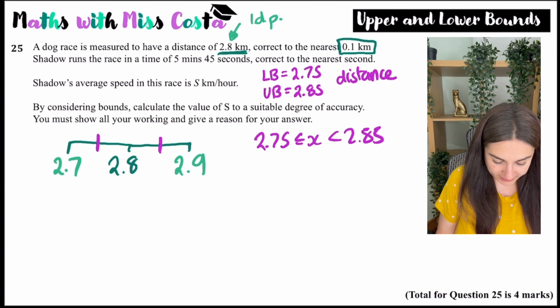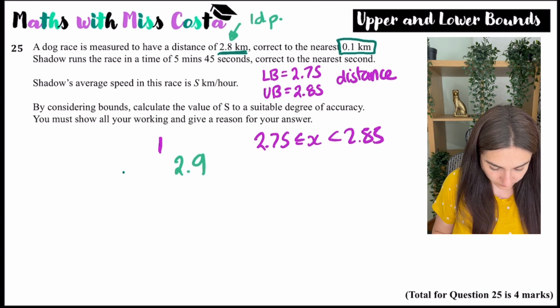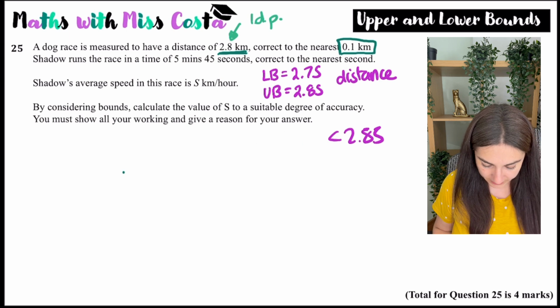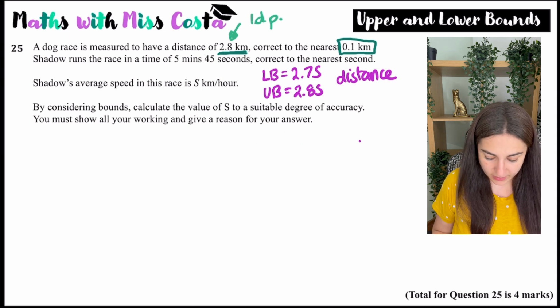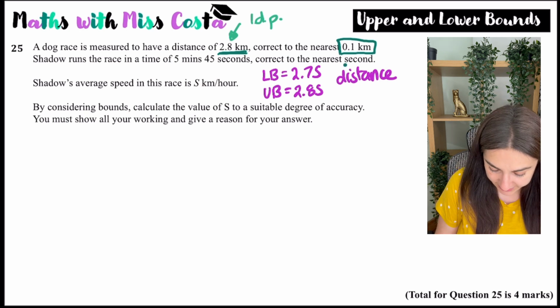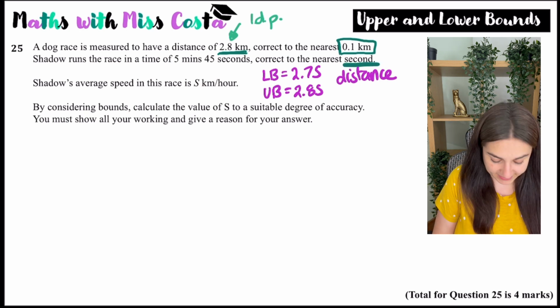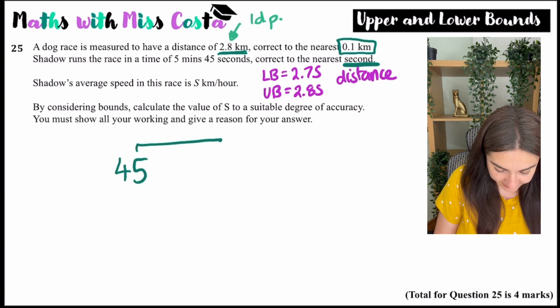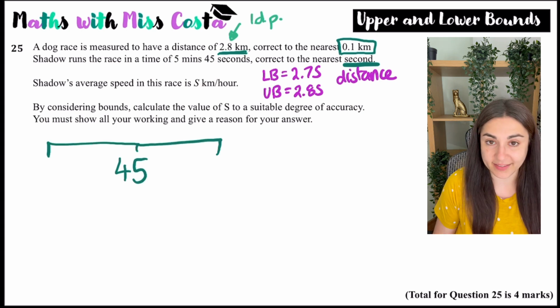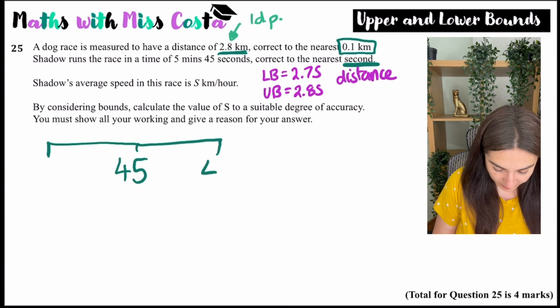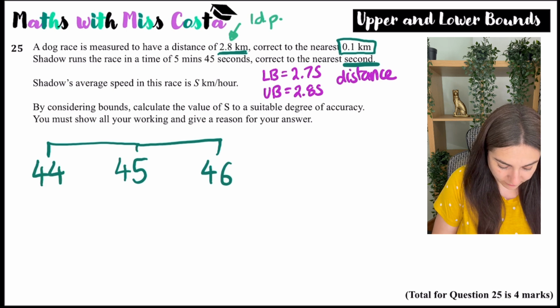Then let's do the same for the speed. Now, it is a little bit tricky because it's got seconds and all of that, but 5 minutes, 45 seconds, correct to the nearest second. All we need to do is consider the seconds. So 45 seconds to the nearest second. What are the seconds surrounding 45 seconds? That would be 46 and 44.